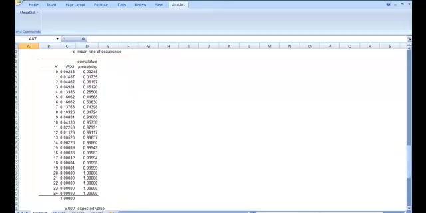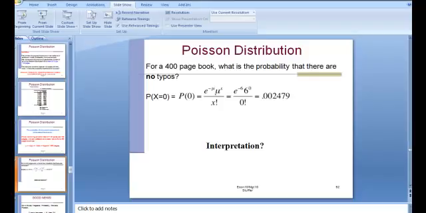Again, the question that was asked is, if you have a 400-page book, we would expect on average 6 errors. What's the probability of 0? Well, the probability of 0 is 0.00248, which is given in this table, and it's the same answer you would get by using the formula, which was shown on the PowerPoint slide. Okay, let me return back to that slideshow.